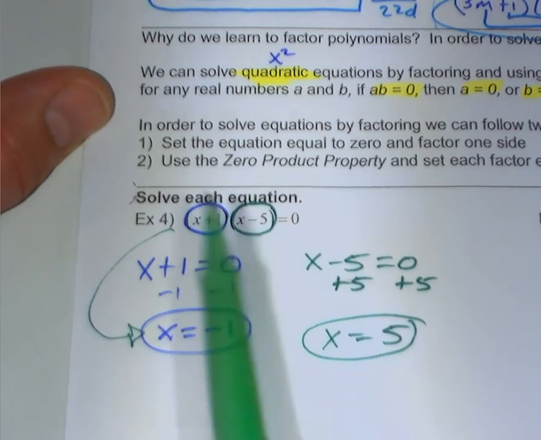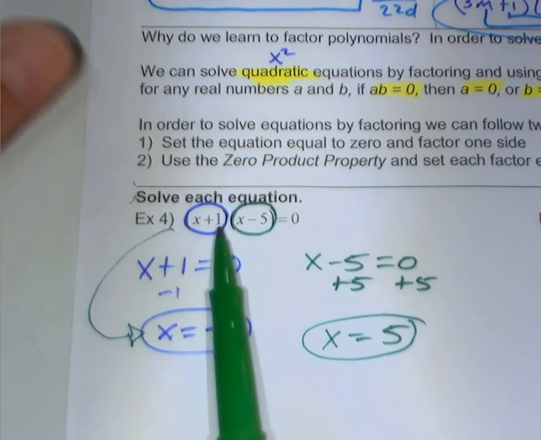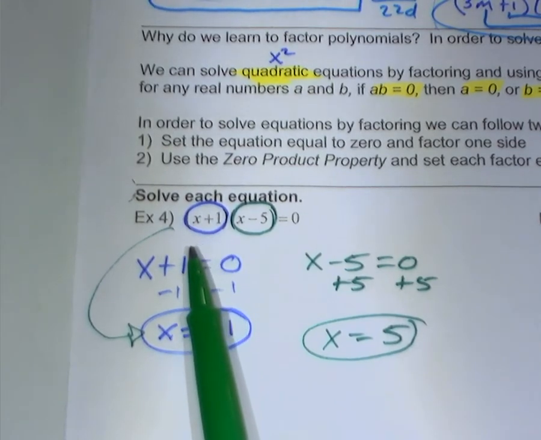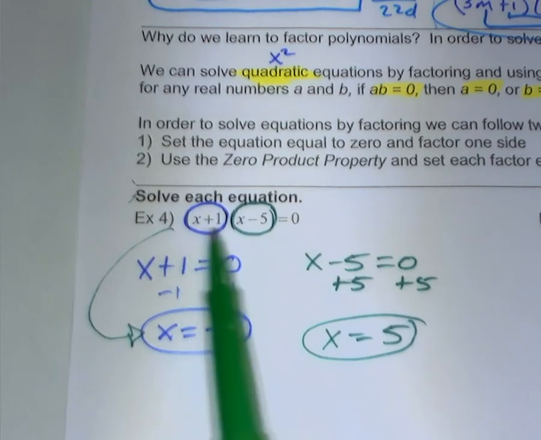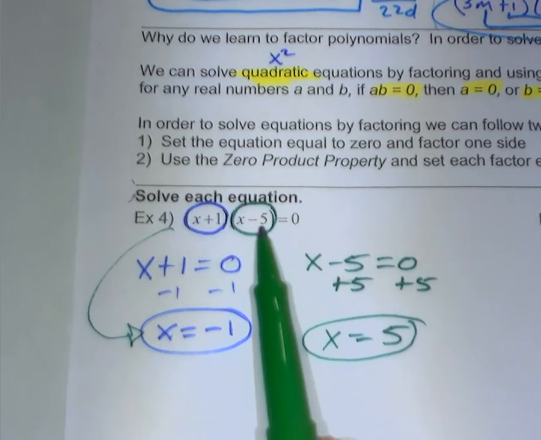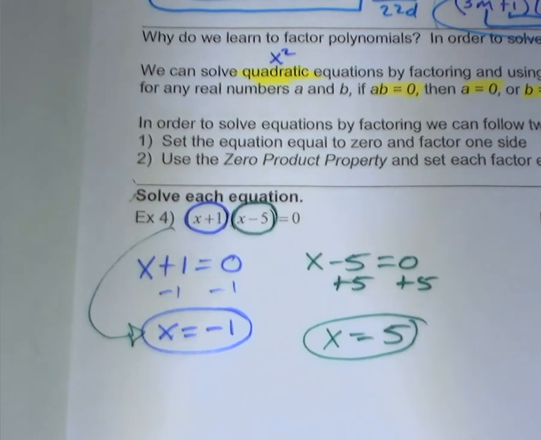Okay, and here's the why. When I plug in -1 here, -1 plus 1 is, what's -1 plus 1? 0, and what's 0 times anything? 0. If I plug in 5 here, what's 5 minus 5? 0, and what's 0 times anything? 0. Okay, so that's why that works out. Okay.